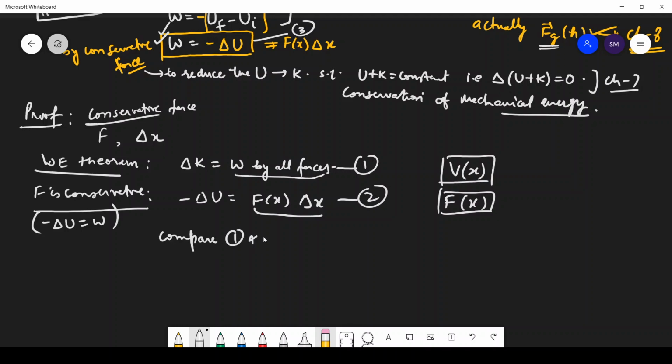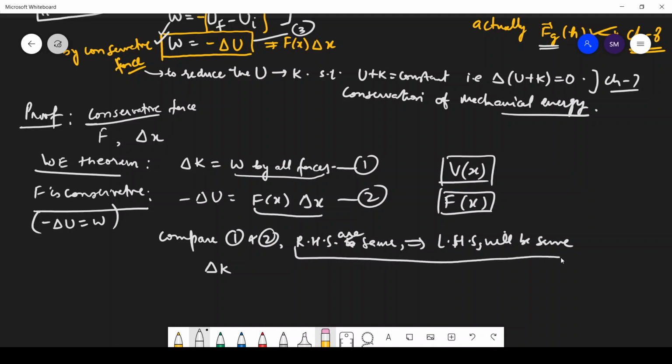So compare 1 and 2. Their right hand side is same, so of course the left hand sides will also be same. The right hand sides are same, so the left hand side will also be same. So it means this side will be same, so we need not write this, students. Comparing 1 and 2, this side is same, so they will also be same.